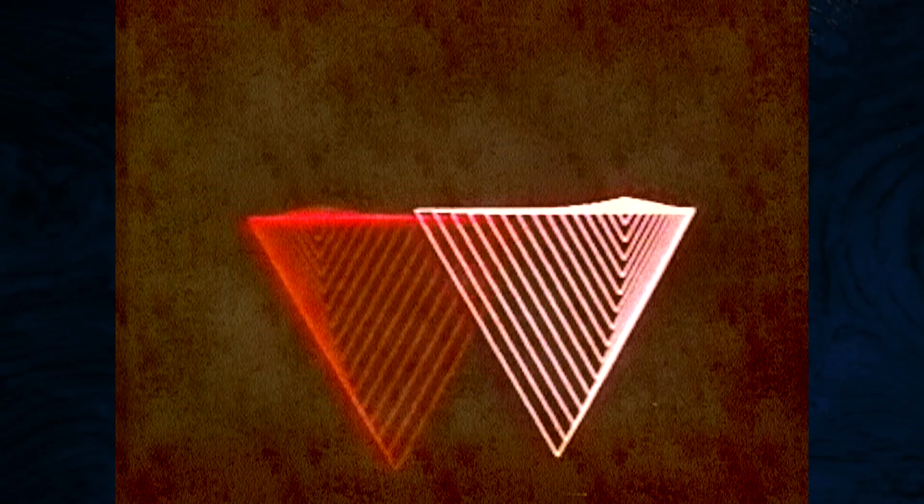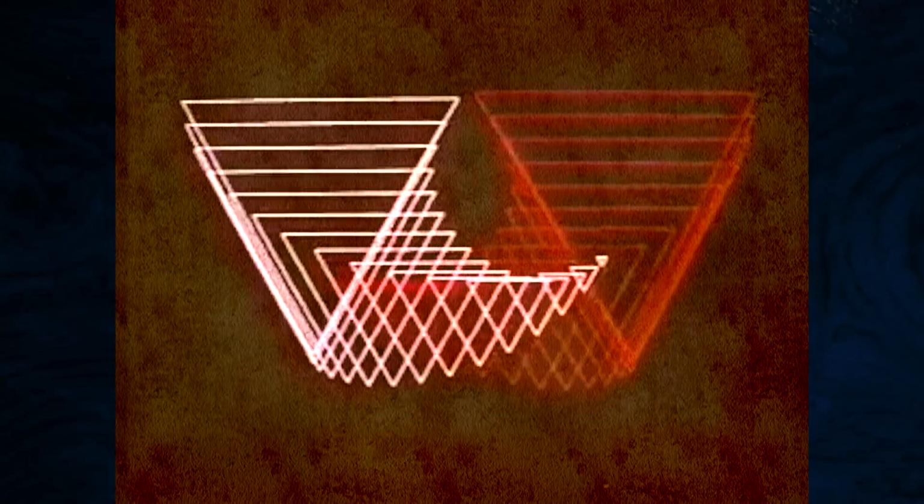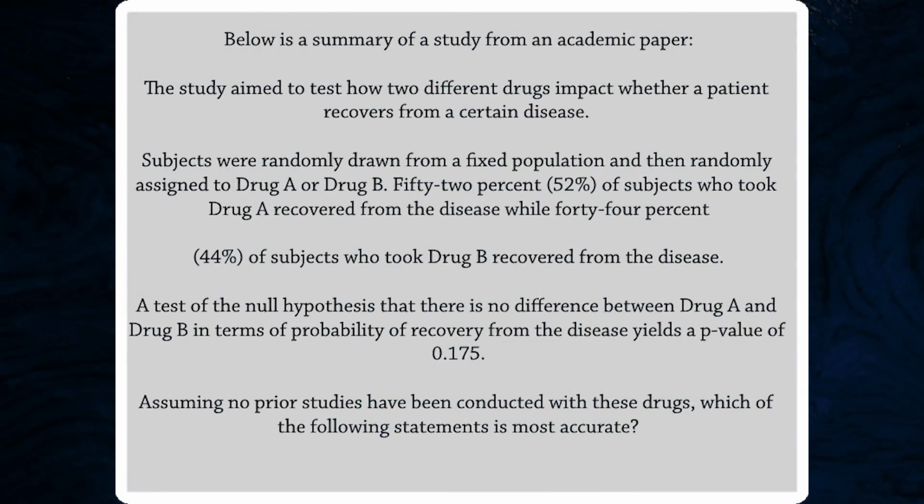Similar questions were given within the paper. The second question was given to 299 researchers who had published in the American Journal of Epidemiology. Below is a summary of a study from an academic paper. The study aimed to test how two different drugs impact whether a patient recovers from a certain disease. Subjects were randomly drawn from a fixed population and then randomly assigned to drug A or drug B.